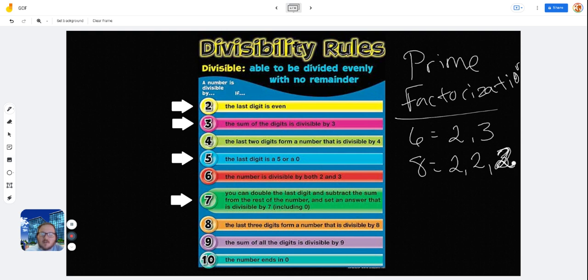There's no 3 in that. Sorry, it's 2. So you have 2 and 3, and then 2, 2, and 2. And the only thing they have in common was the 2. And that's what you're trying to get to find the GCF, is find that prime factorization.